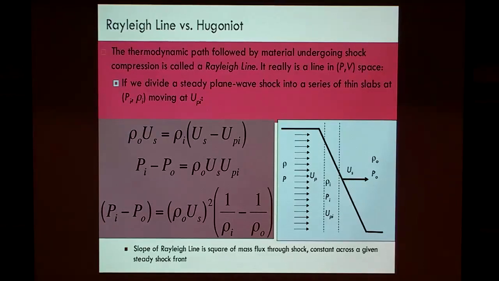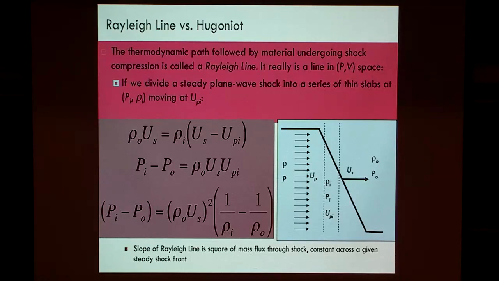Okay, so now we're going to start developing intuition about various paths through thermodynamic space, such as isotherms and isentropes and Hugoniots. But let's start with the path that material actually follows as you shock it. It doesn't follow the Hugoniot. That's not what the Hugoniot is.